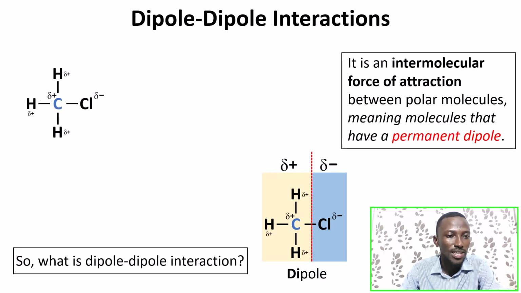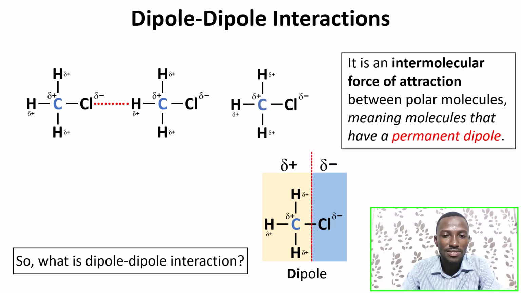molecule of chloromethane. This is one molecule of chloromethane. Let's assume there is another molecule of chloromethane. If you pick one molecule of chloromethane, the chlorine is partially negative and the hydrogens are partially positive. The partially negative side of one molecule becomes attracted to the partially positive side of another molecule.